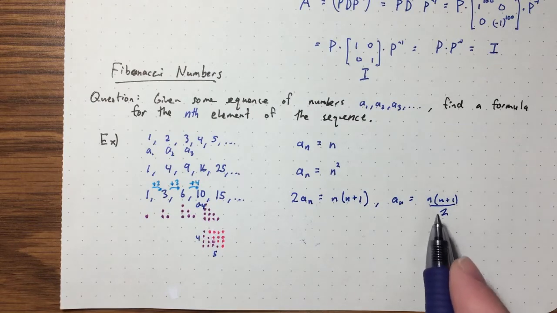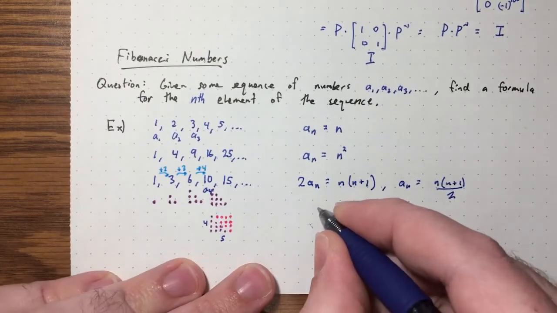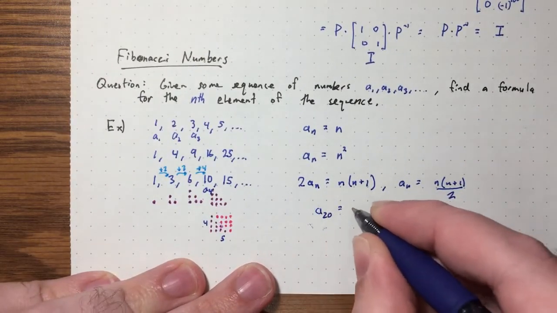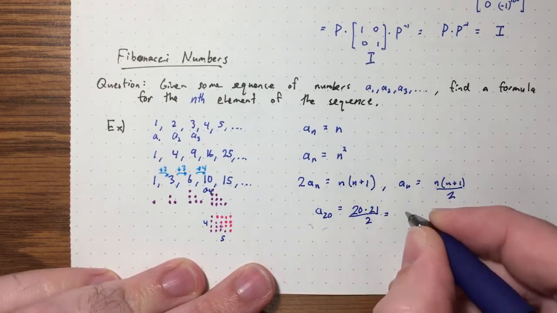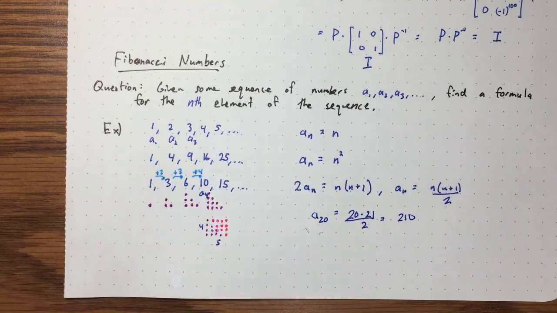So if I want the 20th triangular number, just an example of how I use this formula, A20, it's 20 times 21 over 2, which is 10 times 21, which is 210. That's very useful to have a formula like that.